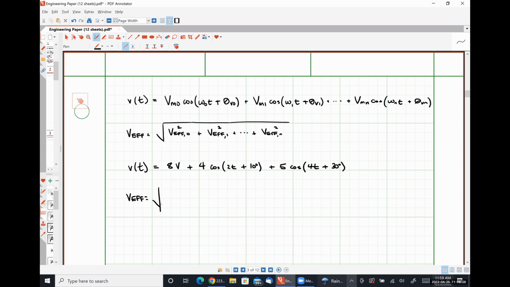What's the effective value of 8 volts? Just 8 volts. The effective value of a DC term is a DC term, because the whole point of an effective value is to give you the DC equivalent that delivers the same amount of power. So the DC equivalent of 8 volts is 8 volts. All right. What's the effective value of 4 cosine 2t plus 10 degrees? 4 over the square root of 2.